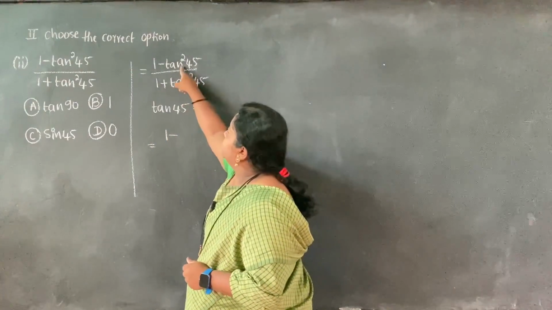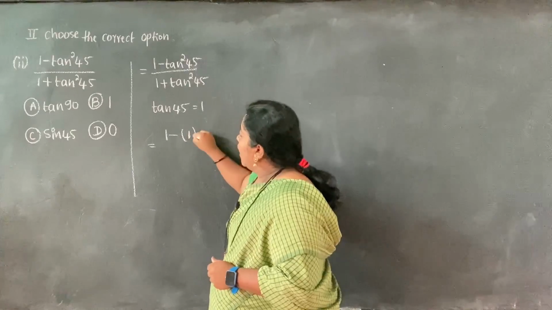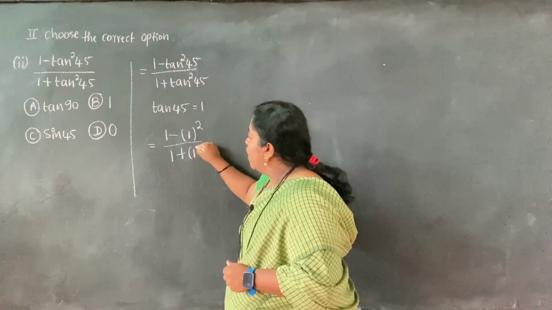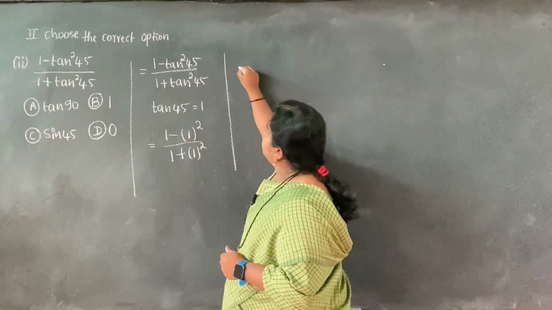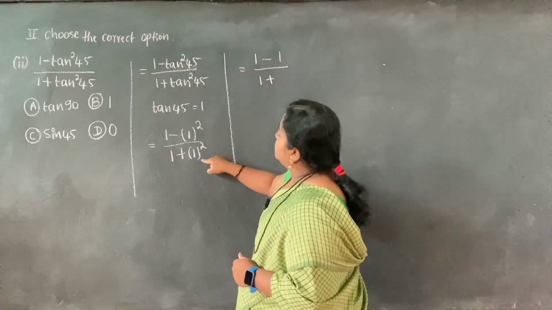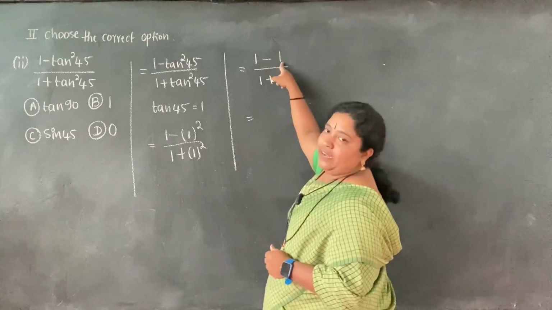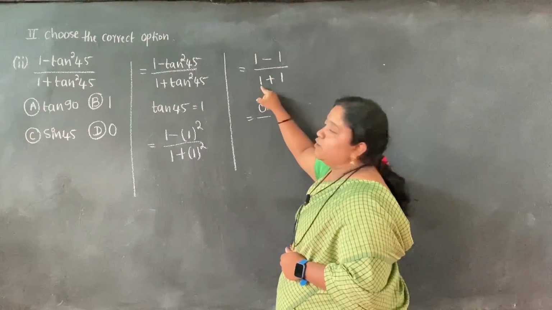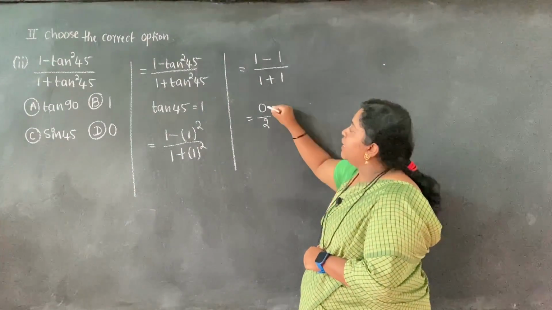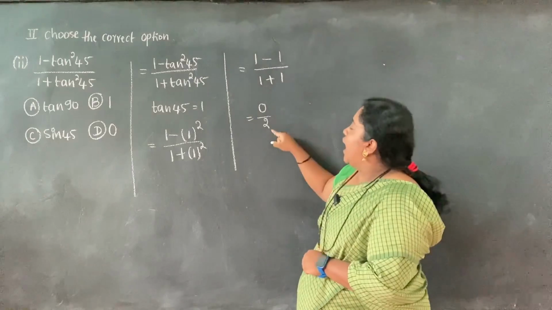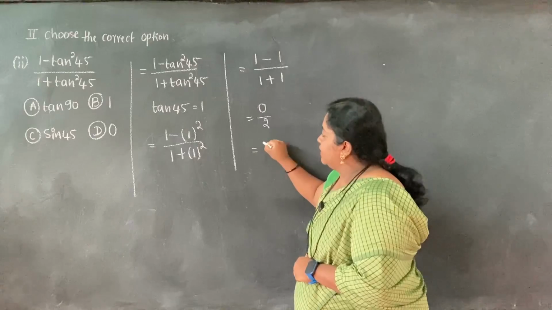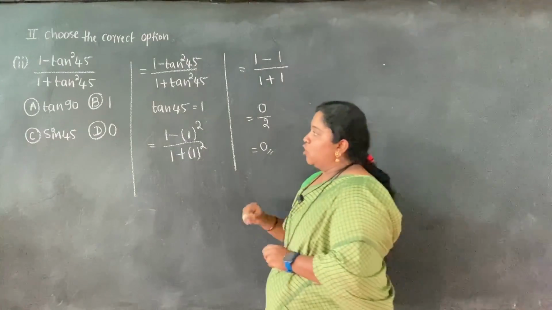1 minus tan square 45, that is 1 square, whole divided by 1 plus tan square 45, again 1 square. Fine. So now we'll simplify here. 1 square will be 1 divided by 1 plus 1 square will be 1. 1 minus 1 is nothing but 0, and in the denominator 1 plus 1 is 2. So now you can see here, numerator part is 0 and denominator part is 2. So 0 by anything is nothing but 0. So look at the options here.